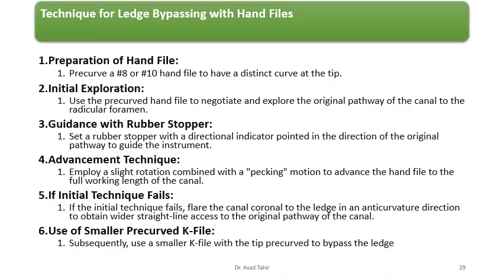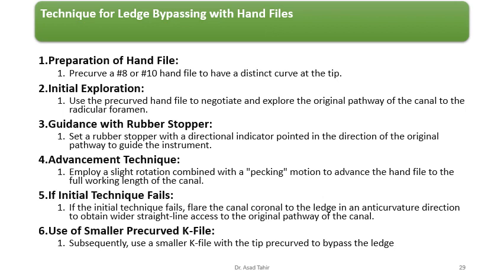Technique for ledge bypassing with hand files. Preparation of hand file: pre-curve a number 8 or number 10 hand file to have a distinct curve at the tip. Initial exploration: use the pre-curved hand file to negotiate and explore the original pathway of the canal to the radicular foramen. Guidance with rubber stopper: set a rubber stopper with a directional indicator pointed in the direction of the original pathway to guide the instrument.